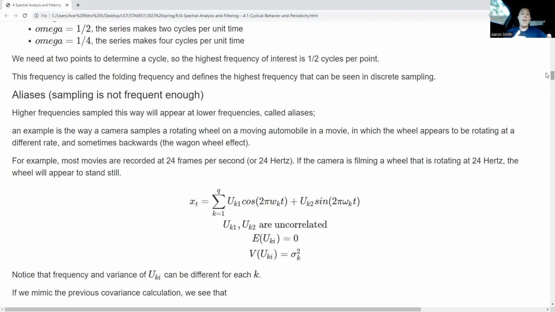and because of the insufficient sampling, it looks like it's going in reverse when in reality it's not. The same thing can happen with cars going down the road. I can see a car that's moving fast enough and it can appear that the wheels are going in reverse as the car goes down the road. So higher frequencies sampled this way will appear at lower frequency. This is called aliasing. For example, most movies are recorded at 24 frames per second. If the camera is filming wheels that are rotating at 24 hertz, the wheels will appear to be standing still.